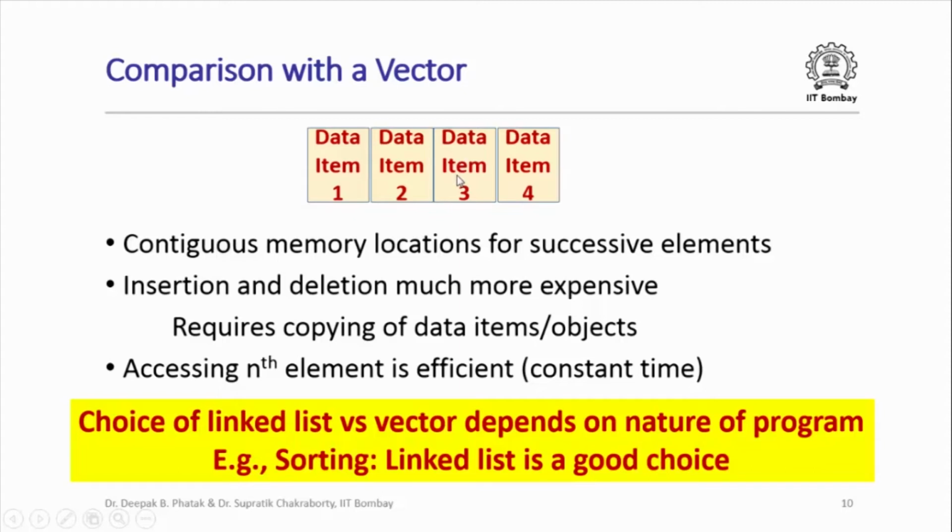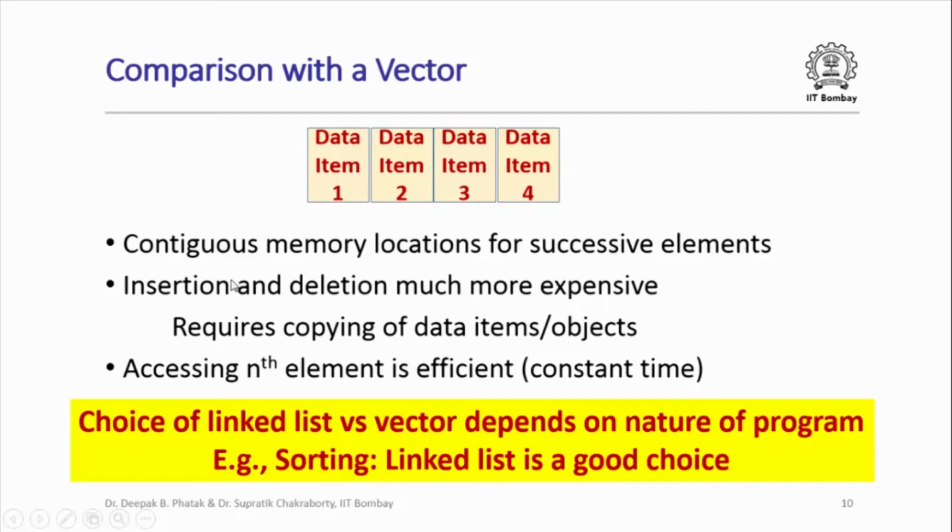And similarly, insertion is also going to be expensive because if I were to now insert a new data item between data item 1 and data item 2, then the size of the vector has to increase, and whatever is now at the second position will have to get copied to the third position, whatever is now at the third position will have to get copied to the fourth position, and so on, in order to be able to insert a new element between data item 1 and data item 2.